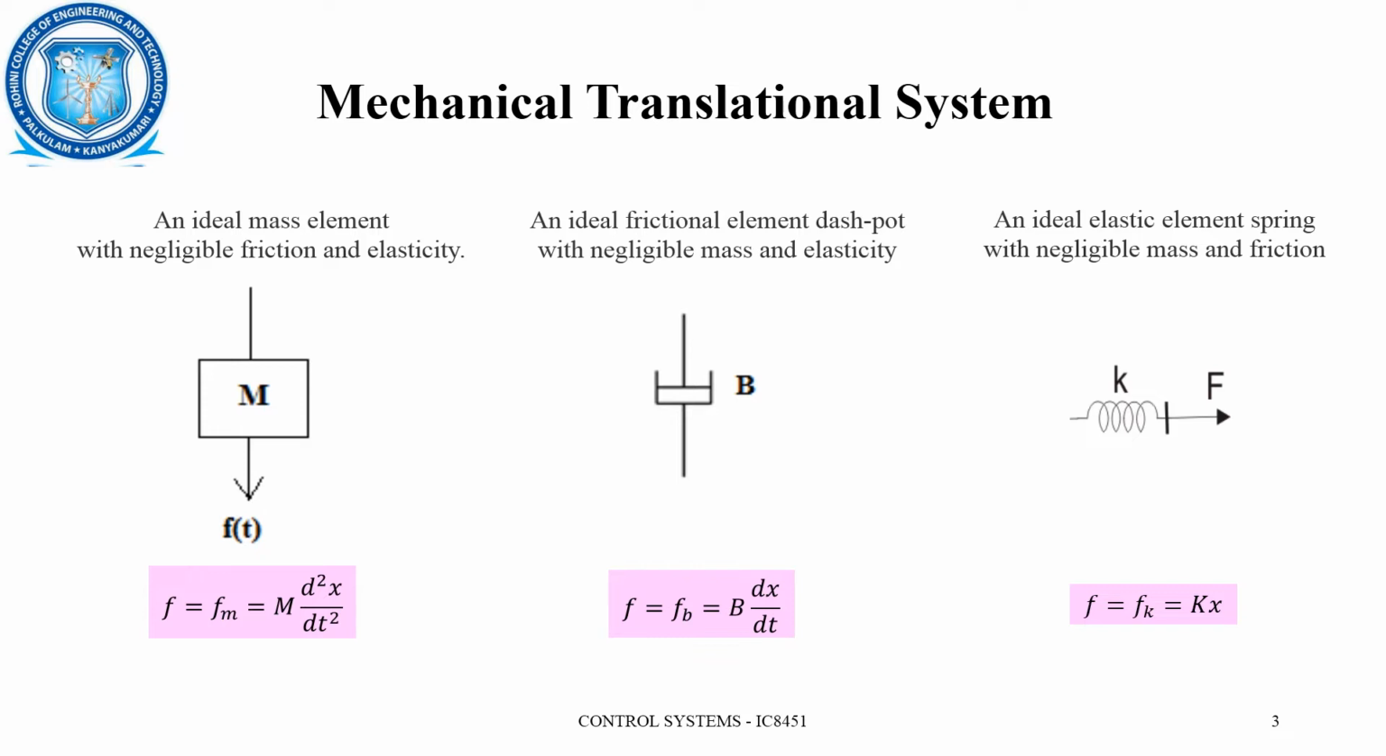So this d square x by dt square term represents the acceleration, if x is the displacement, and dx by dt is the velocity.